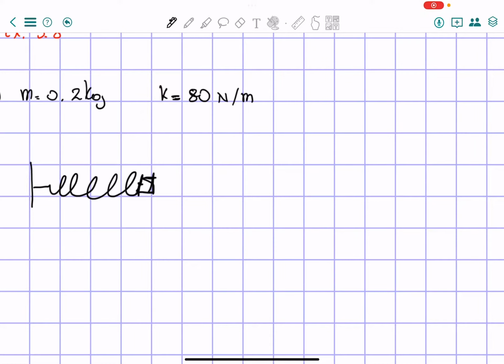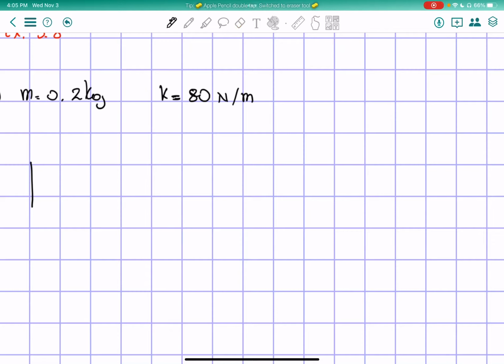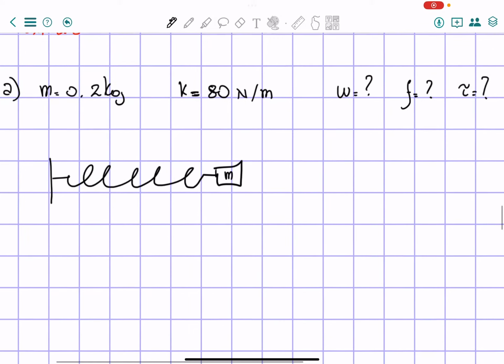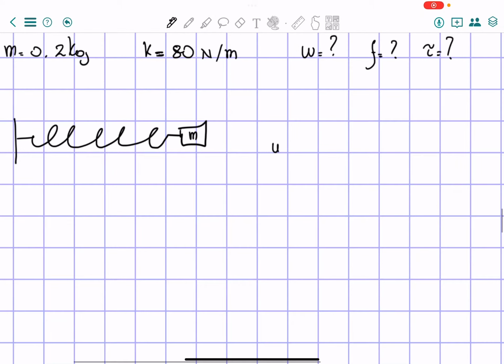And here we have our mass, M. I'm going to do a little better so it's clear to see. Here, mass M. Okay. Now we have to find our angular frequency and the period. So if you remember correctly, w is equal to the square root of K over M, which is the square root of 80 over 0.2, which is the square root of 400, which is 20.